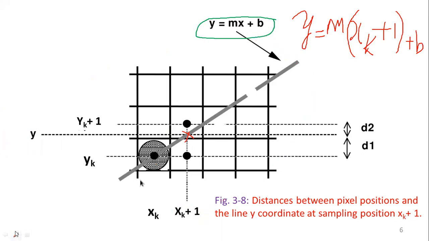So our aim is to find out the value of this y. At this particular point marked in red, the x coordinate is xk plus 1 and the y coordinate is y. We know the equation of the line is y is equal to mx plus b. So in that equation, instead of x, you substitute xk plus 1, and then you will get the value of y. And y, you will get it as m into xk plus 1 plus b, where m is the slope of the line and b is the y-intercept.